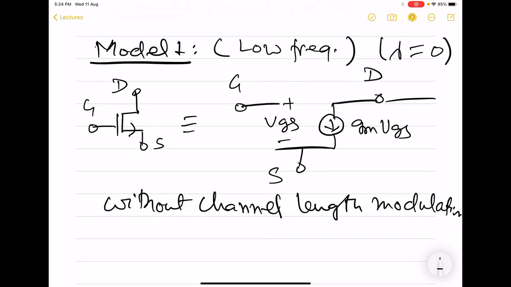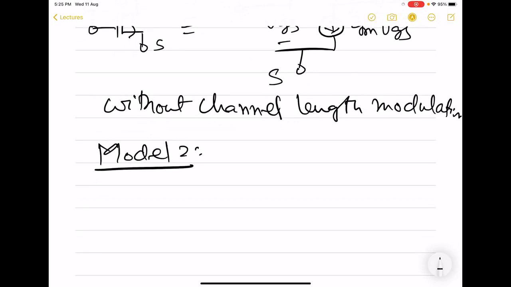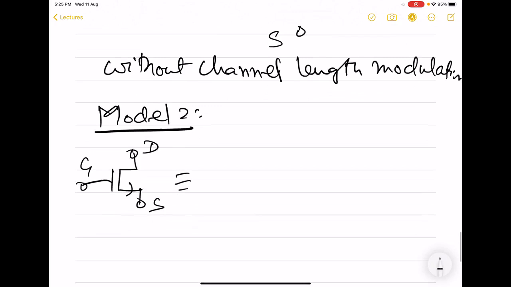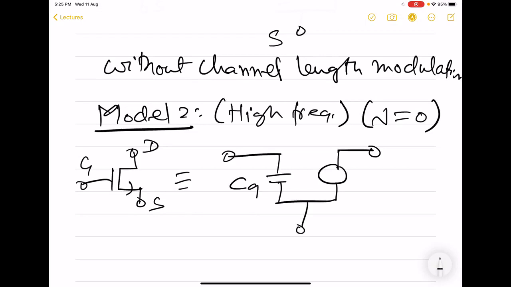Now model two. You might be wondering that if we are going to use these amplifiers at RF frequency, which will definitely be high frequency, why not use a high frequency model rather than this one, where we have excluded the parasitic capacitor. So we are now going to talk about the high frequency model. Of course, just for simplicity, we will continue to neglect channel length modulation. Here you can note that we now have this additional element, the gate to source capacitor, present. So these are the two models that we will be using for our analysis.